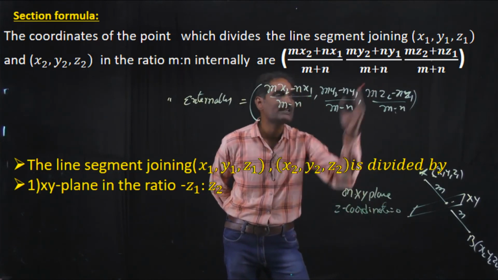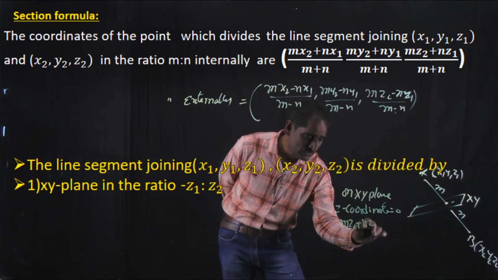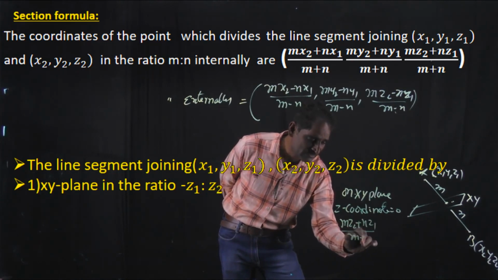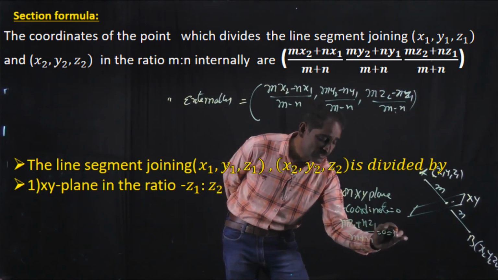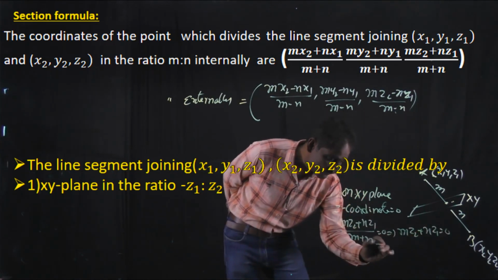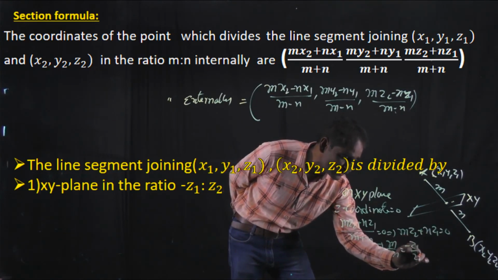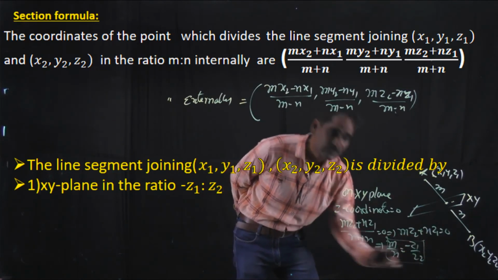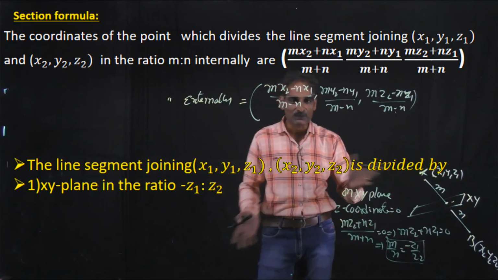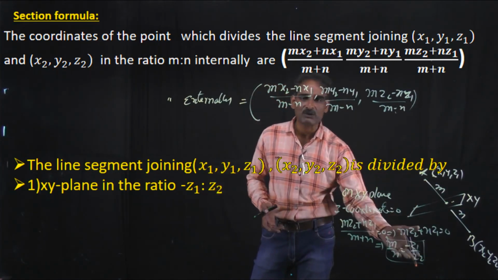Therefore, what about the z coordinate? (mz2 plus nz1) by (m plus n) is equal to 0. From this, mz2 plus nz1 is equal to 0. From this, m by n is equal to minus z1 by z2. This is the way to find the ratio in case a plane divides the line segment. Here, for the xy plane, it is minus z1 by z2.